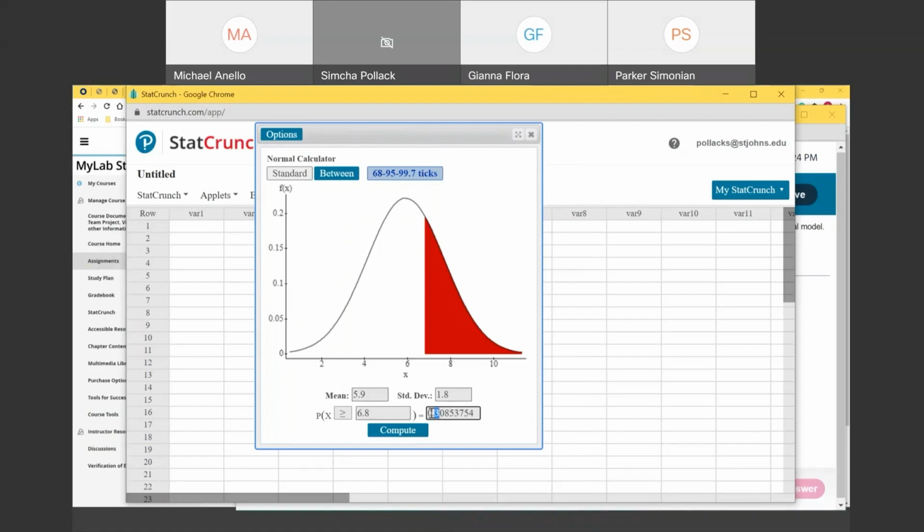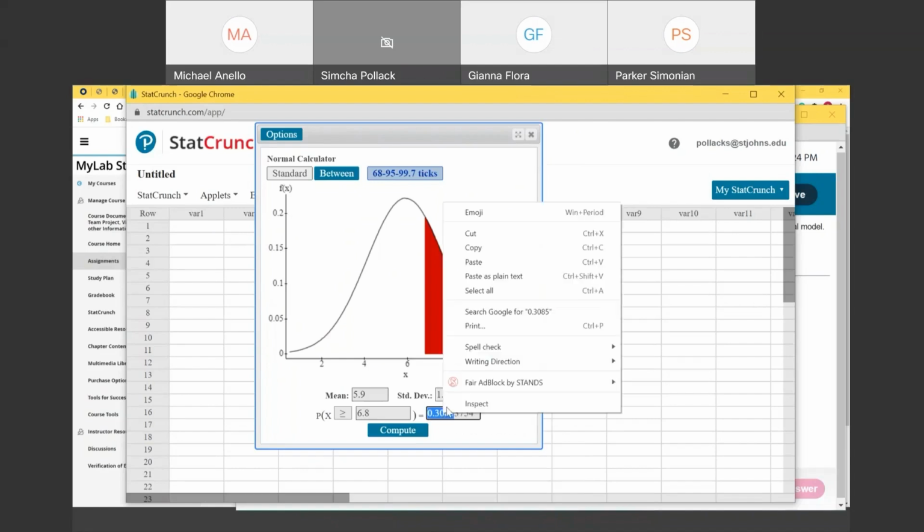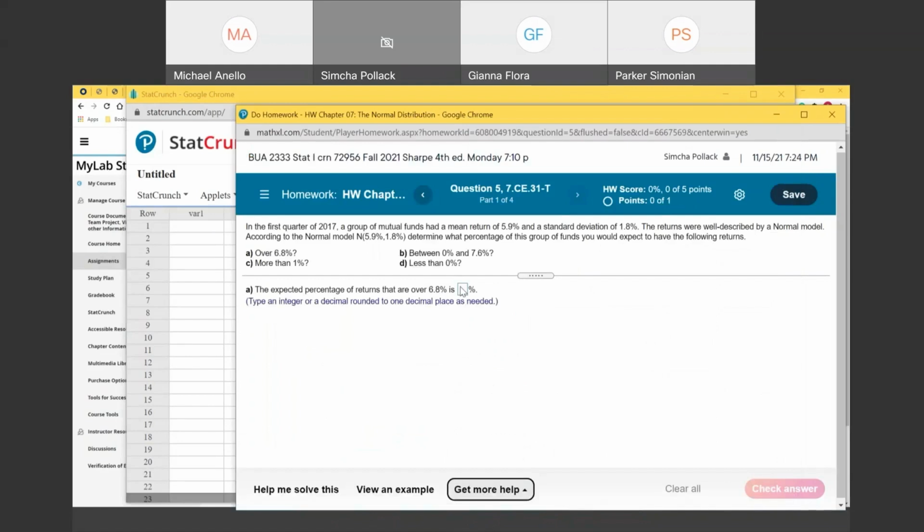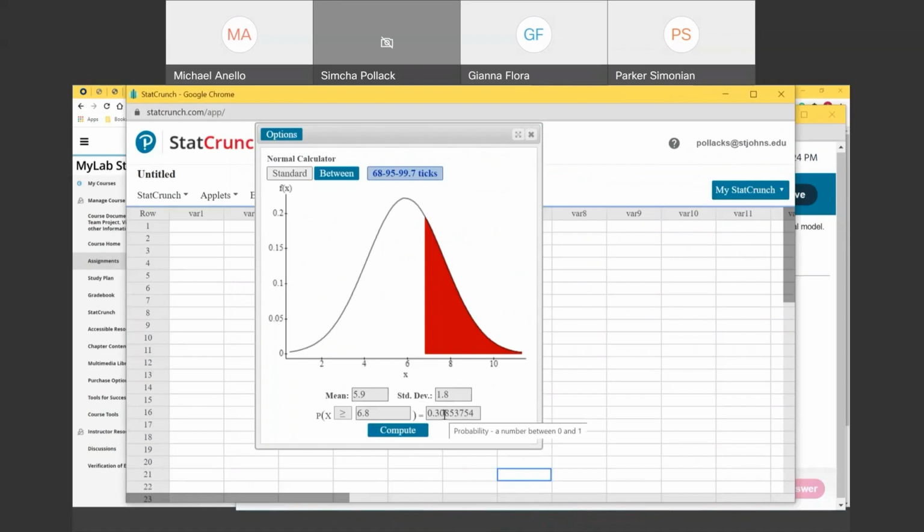So if we take this number and plug it into the answer, copy, go back to the problem. One second, let me go back to the problem, and we type. Okay, so again, the answer itself has to be expressed as a percentage. So it's going to be 30.8%, or 30.85%, by moving the decimal over two places. So the answer is 30.85. We'll go back to the problem.